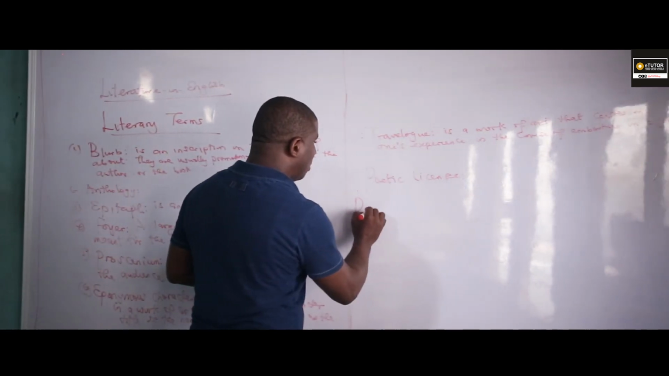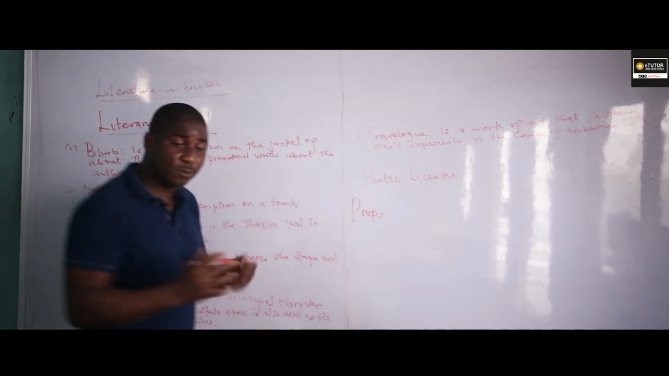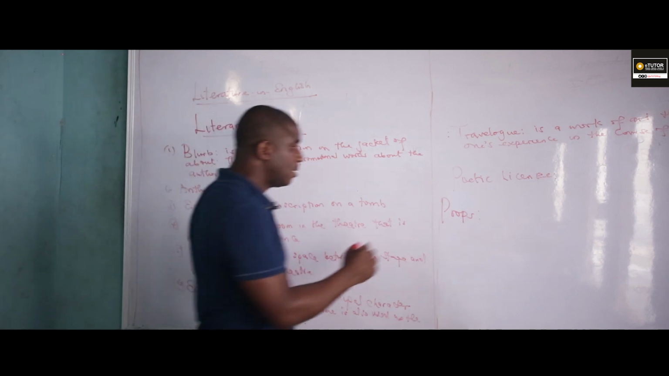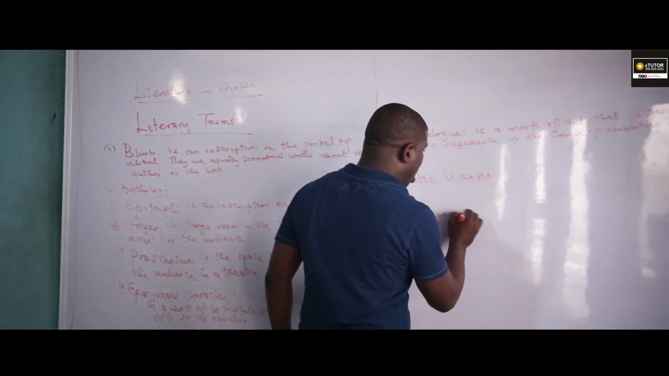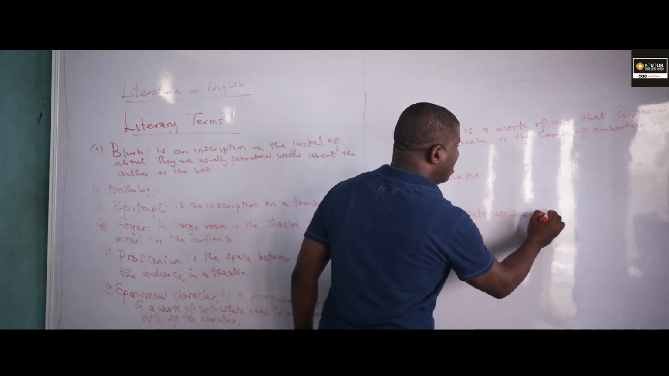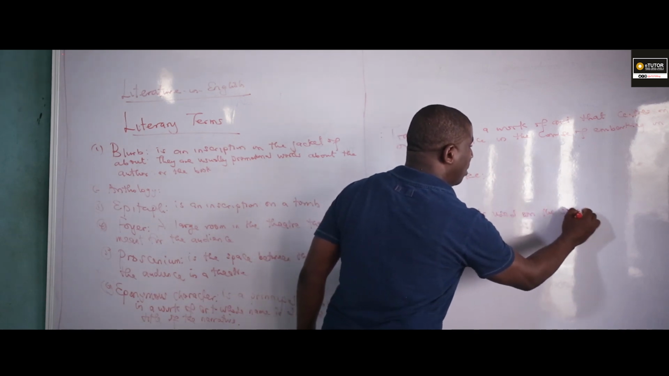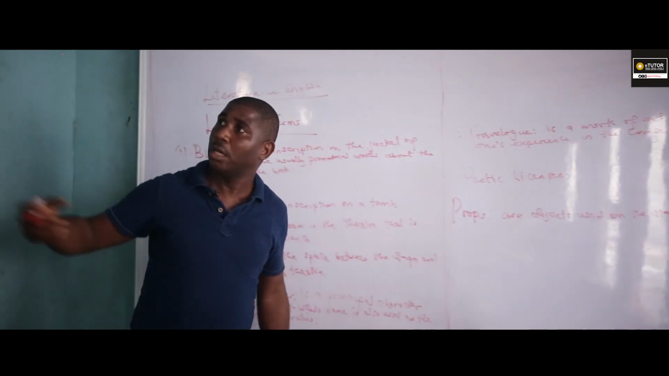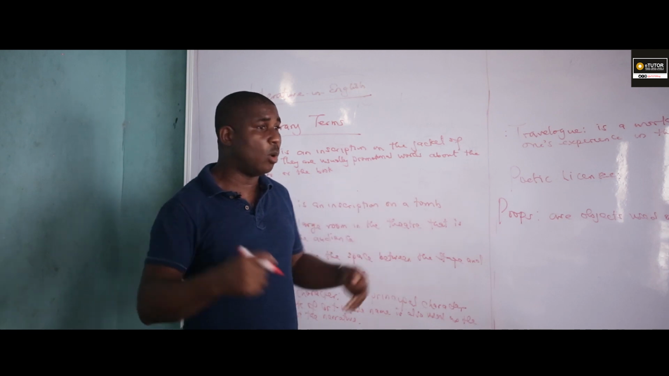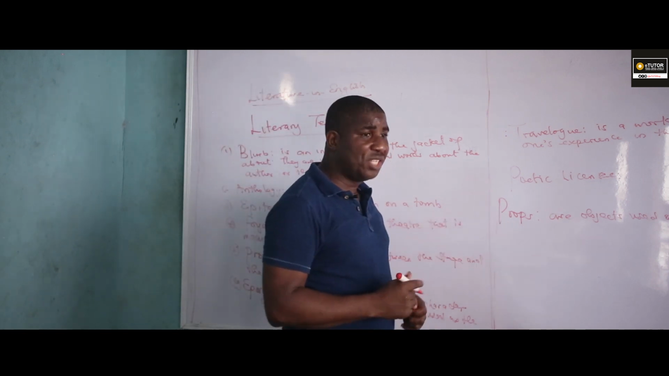Now, let's look at props. What are props? Props are objects used on the stage. Can you give me an example of a prop? Wall clock, chair, and so on. So, props are objects used on the stage.